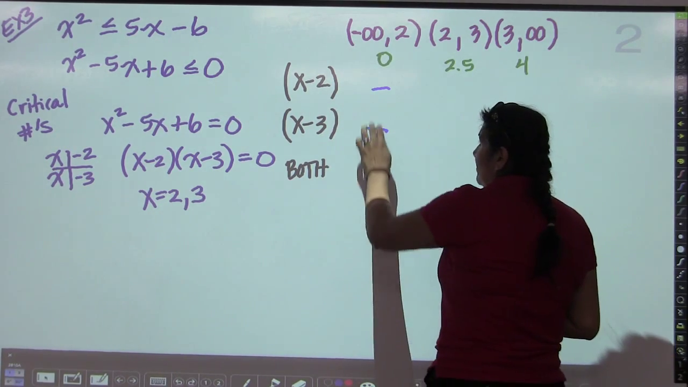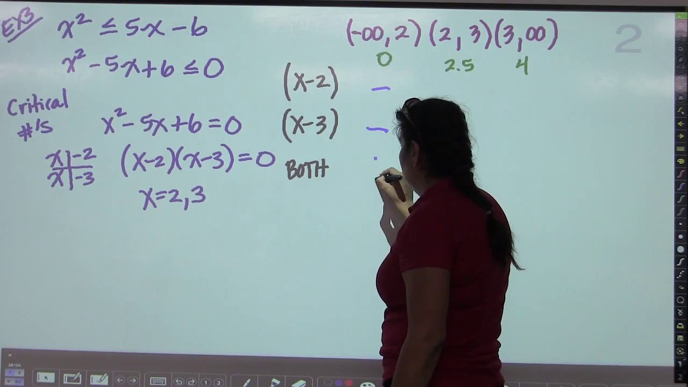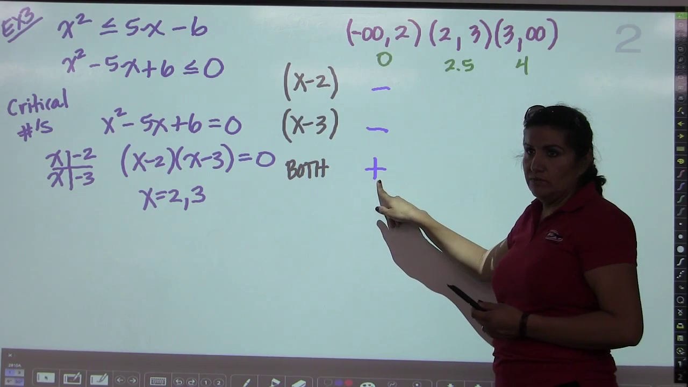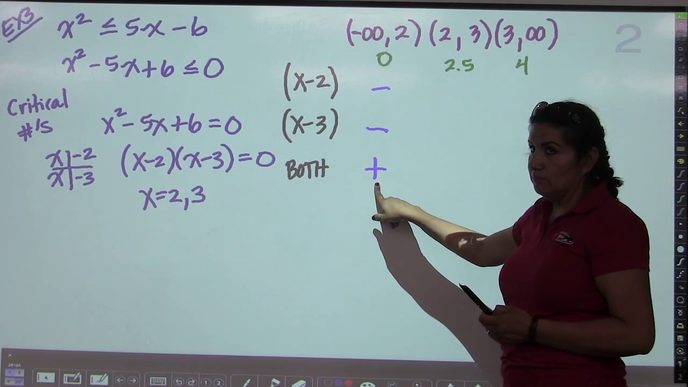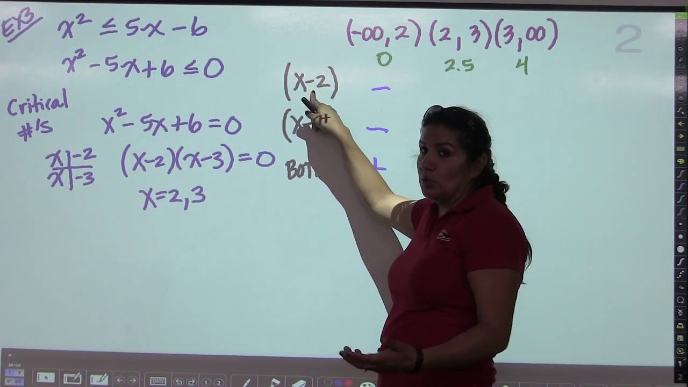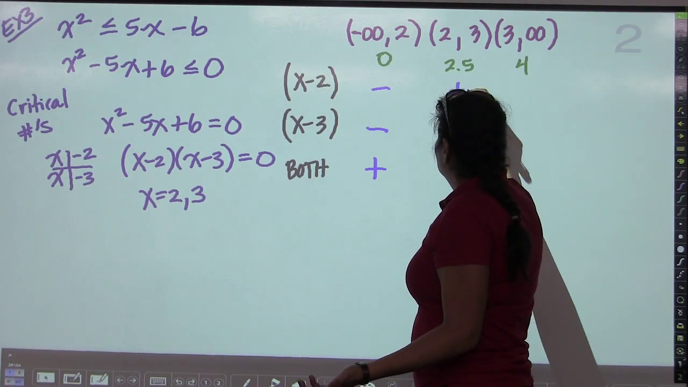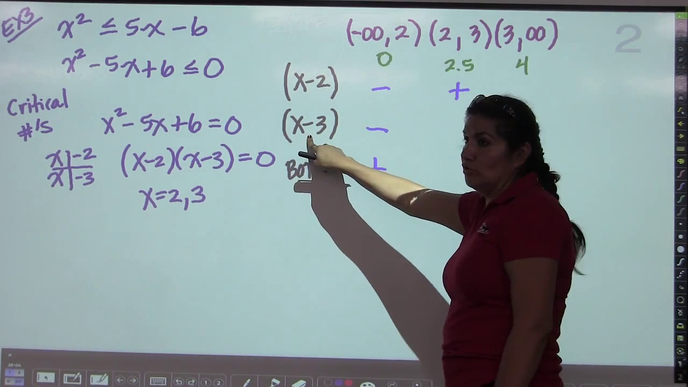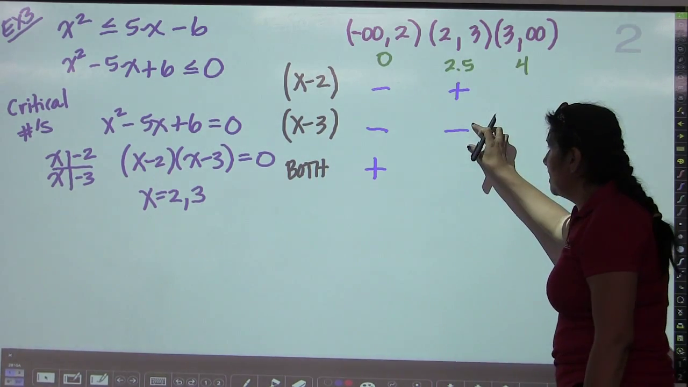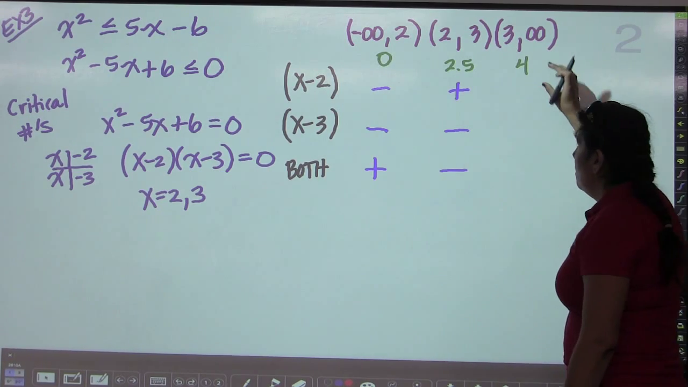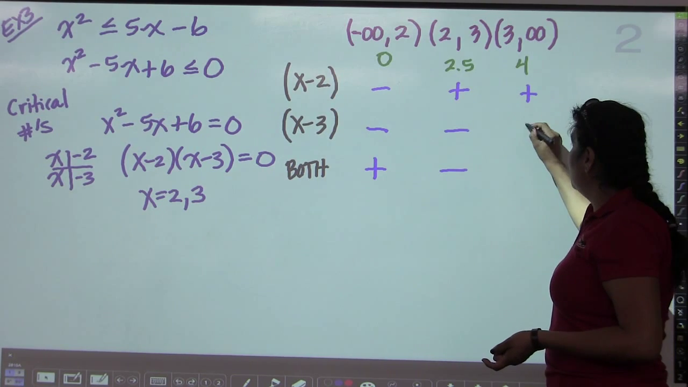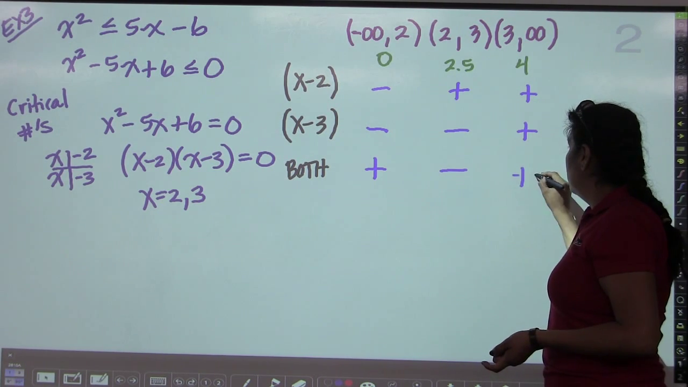And then in the very end, if you have a negative times a negative, what do you get? Positive. So that means that in this interval, your y values will be positive. See that? So 2.5. Since 2.5 is bigger than 2, 2.5 minus 2 is going to be positive. And since 2.5 is less than 3, 2.5 minus 3 will be negative, and positive times negative will give you negative. When you plug in a 4, 4 minus 2 will give you positive, 4 minus 3 is positive, and positive times positive is positive.